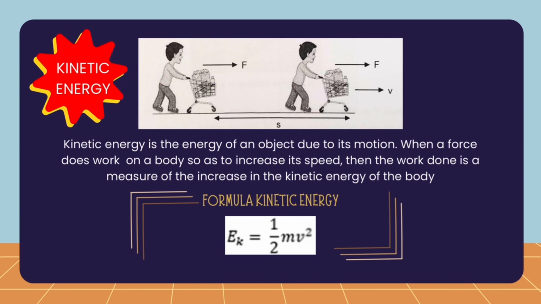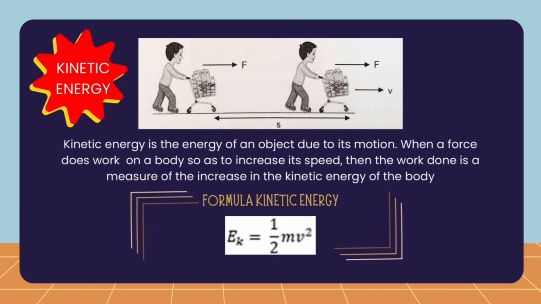When a force does work on a body so as to increase its speed, then the work done is a measure of the increase in the kinetic energy of the body. As you can see in this picture, a kid is trying to push the trolley, so there is a force acting on the object. Therefore, the object will move forward with an acceleration from rest. Hence, velocity increases, and displacement also increases.